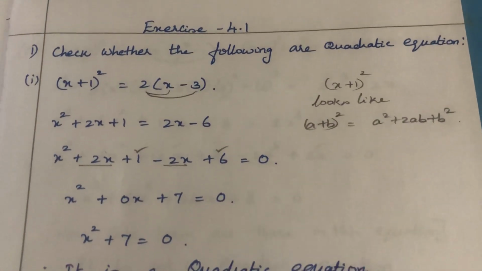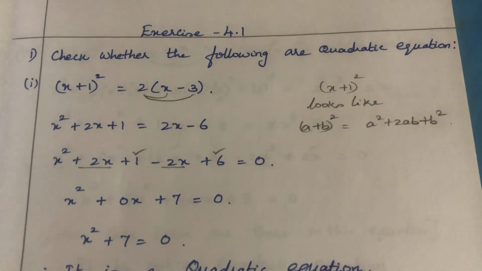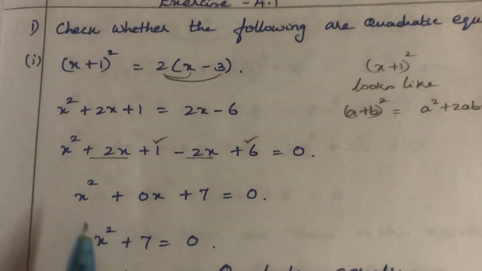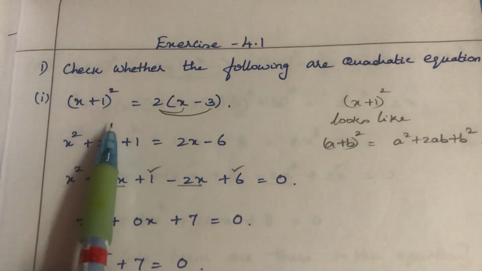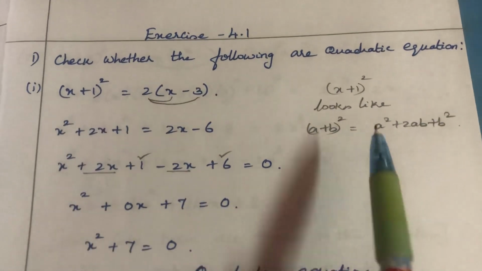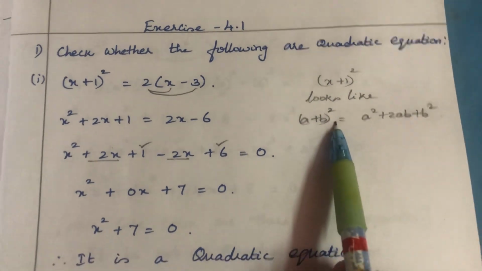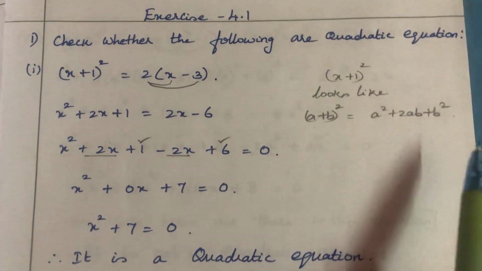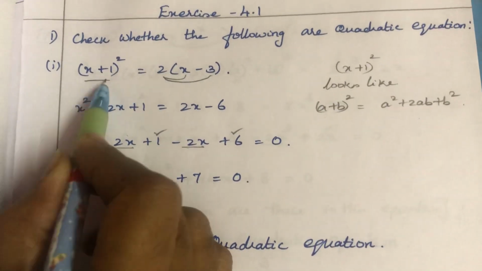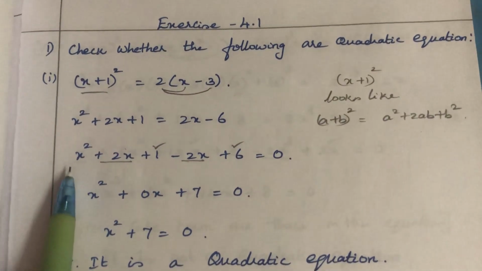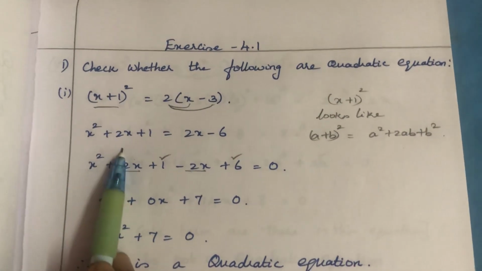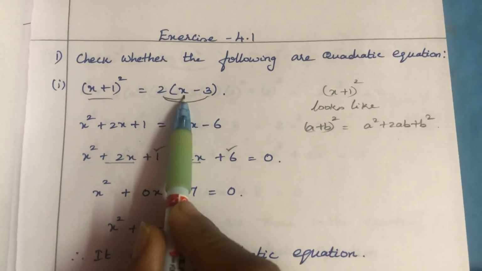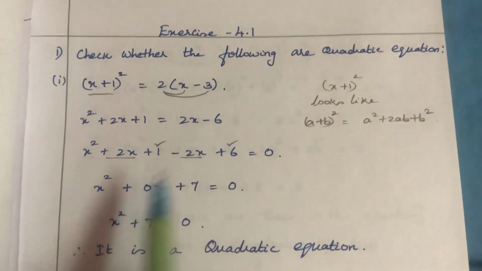First sum, x square plus 1 the whole square is equal to 2 into x minus 3. Here it looks like a plus b the whole square, which is equal to a square plus 2ab plus b square. So just expand x plus 1 the whole square. We will get x square plus 2x plus 1 equal to, here we are multiplying, 2x minus 6.